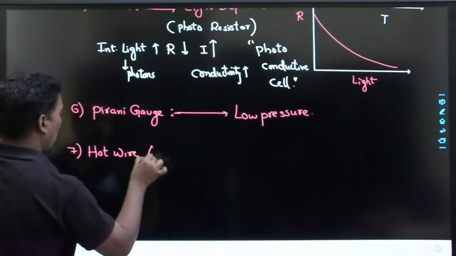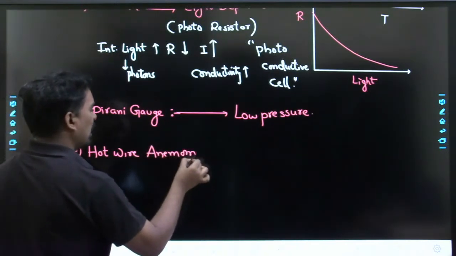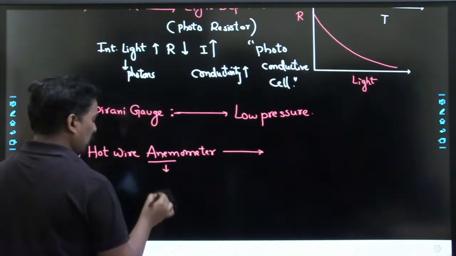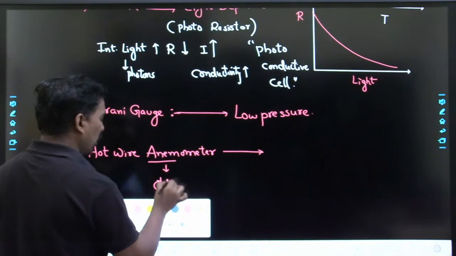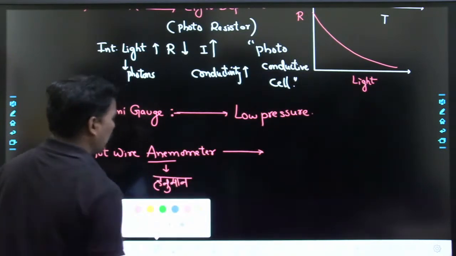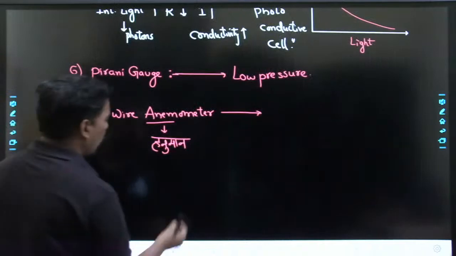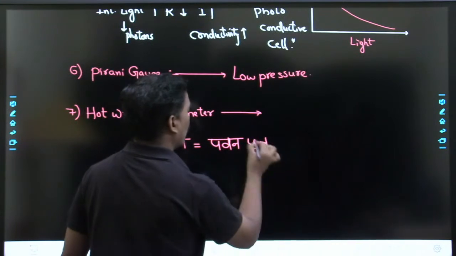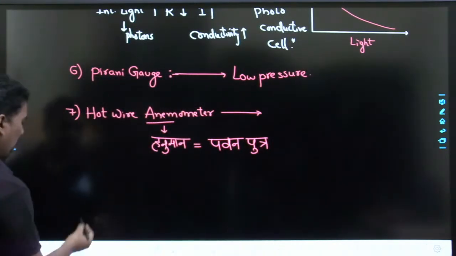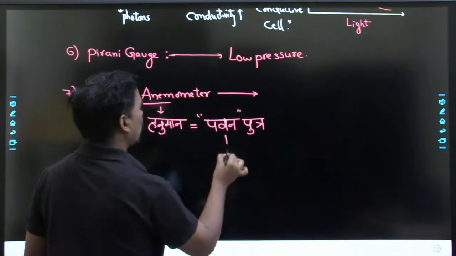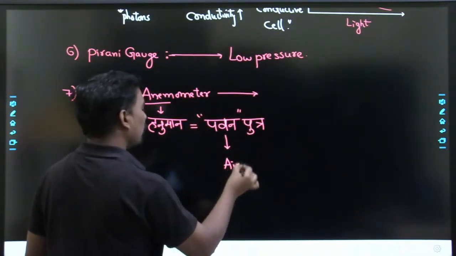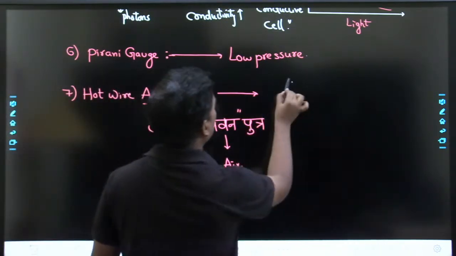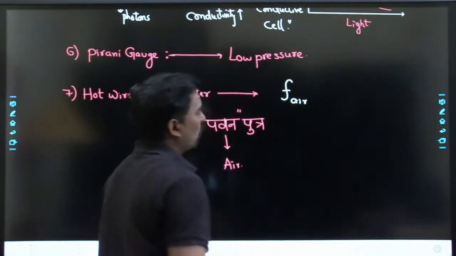So next comes the hot wire anemometer. You should have all this idea of instruments. So you can remember this: Anemo means Pavan. You can remember it like this, Hanuman, Pavanaputra. Pavan means air. So anemometers are suitable for flow rate of air measurement.